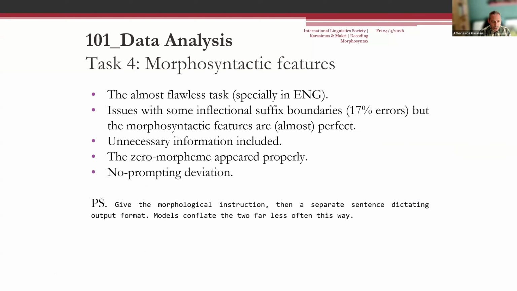Also, when we looked at how the system was analyzing these morphosyntactic features, it was impressive that the system included zero morphemes in these cases. So it was adding a zero morpheme that was actually providing morphological features. And we saw no prompting deviation in this kind of analysis. So the zero-shot, the few-shot, and the chain of thought have almost exactly the same performance.